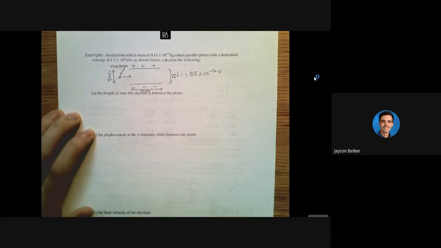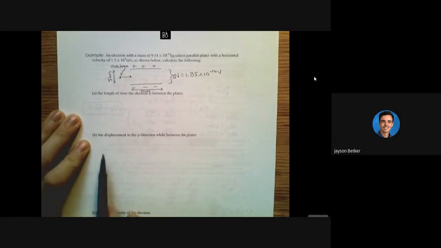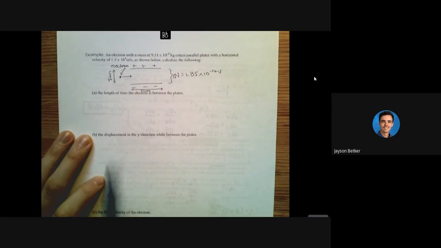So, anyways, with a horizontal velocity of 1.5 times 10 to the 4 meters per second, as shown below. This is exactly what's going on. Great diagram going on here. Now, what we need to do is calculate the length of time the electron is between the plates. We're going to calculate the displacement in its y direction while it's between the plates, I'll get to that, and then its final velocity. So we have to combine the x and y directions.